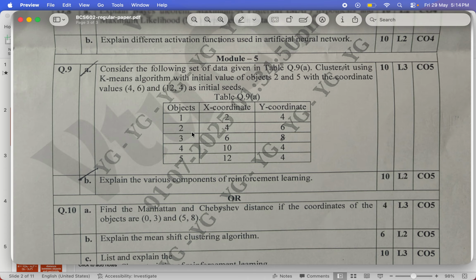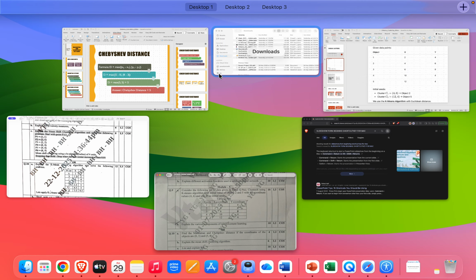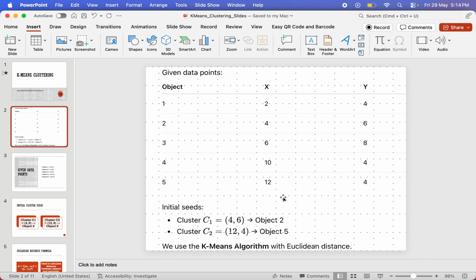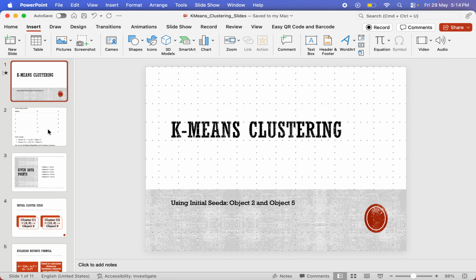So this is the 10 marks question. It's very easy, nothing complicated, easily you can score this. Let me show the process. So this is a k-means clustering solution. The problem we have again restated here.